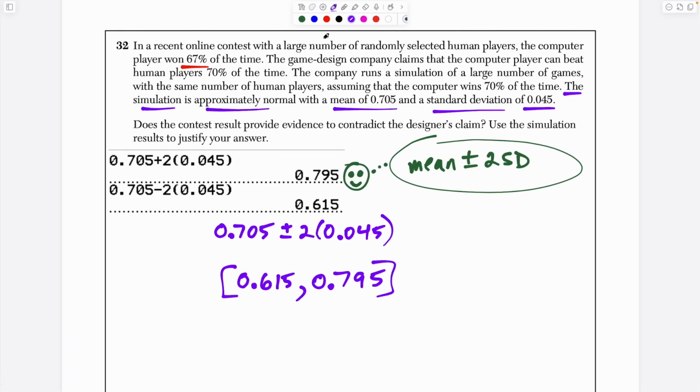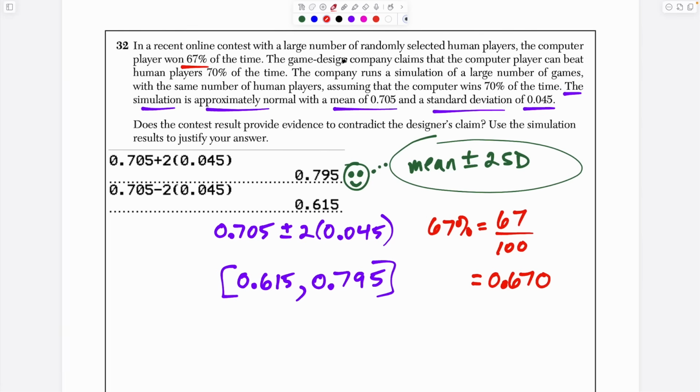So now let's think of this value here, the 67%. Well, 67% is the same thing as 67 out of 100. And 67 out of 100 is the same thing as 0.67. And I could always throw a 0 at the end like this. And now ask yourself, is this number here in between 0.615 and 0.795? And it is.